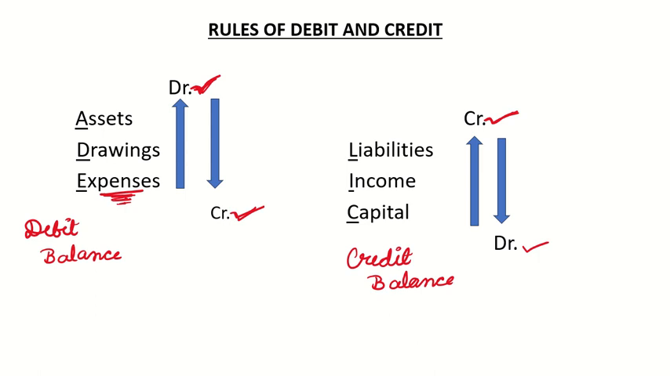Now, to remember, there is one trick here. The second group contains liabilities, income, and capital, so this is LIC. It's a simple trick to remember that LIC, liabilities, income, and capital, come in one group, and the other group contains what? Assets, drawings, and expenses. Fine. So these were the rules of debit and credit.